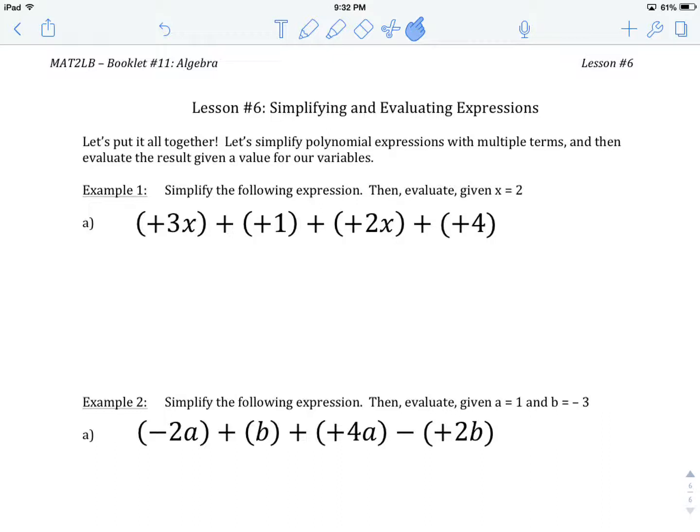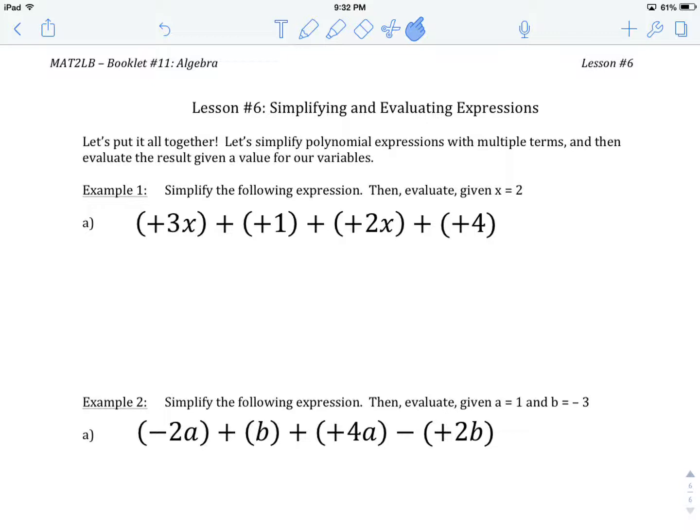Welcome to Algebra, Simplifying and Evaluating Expressions. This is lesson number 6. Welcome. This is the last lesson in this unit on algebra. We're going to put everything that we've learned together. That's going to include identifying like terms, simplifying them, and then following that, evaluating.